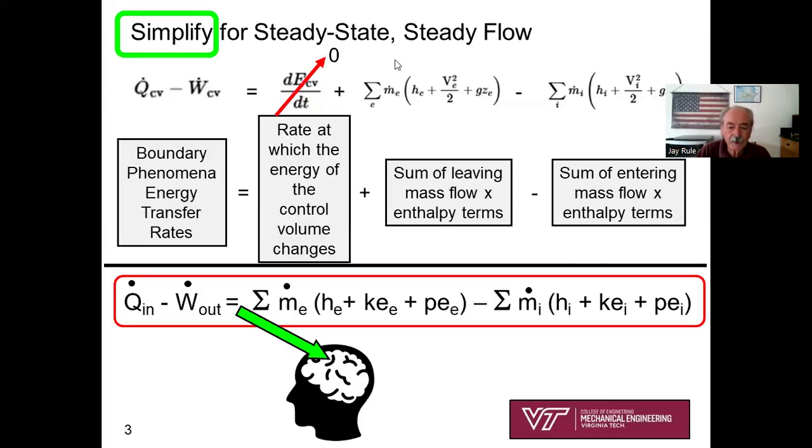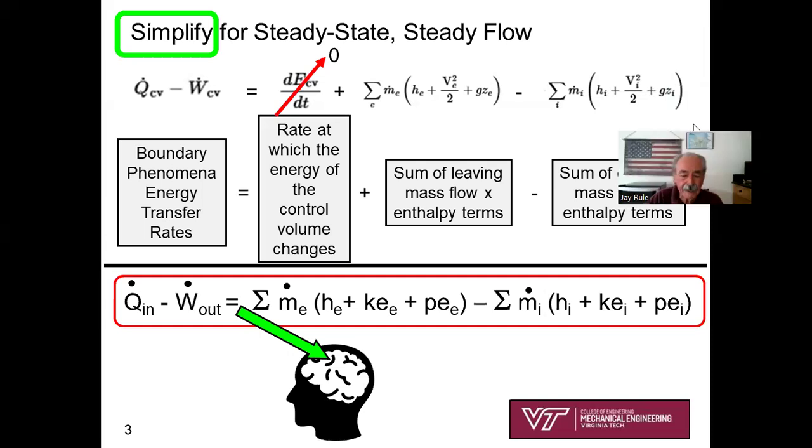Now, in the previous video, we said, okay, we've got this general statement of the first law that's a little easier to visualize. And now let's look at the situation where we have steady state, steady flow. We studied it, and we said there is one term, dE/dt of the control volume, the time derivative of the energy change in the control volume, that goes to zero.